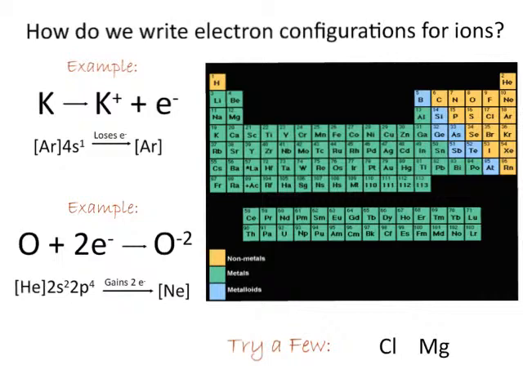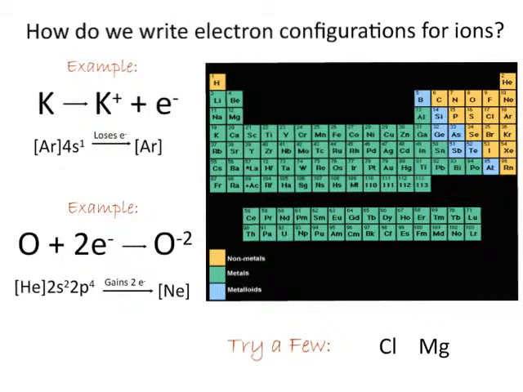If we look at the electron configuration, oxygen's electron configuration looks like this: helium plus a 2s2 and a 2p4. If we add 2 more electrons to that, we would have helium with a 2s2 and a 2p6, and that happens to be the same electron configuration as neon. So that is exactly how oxygen can obtain a full octet.